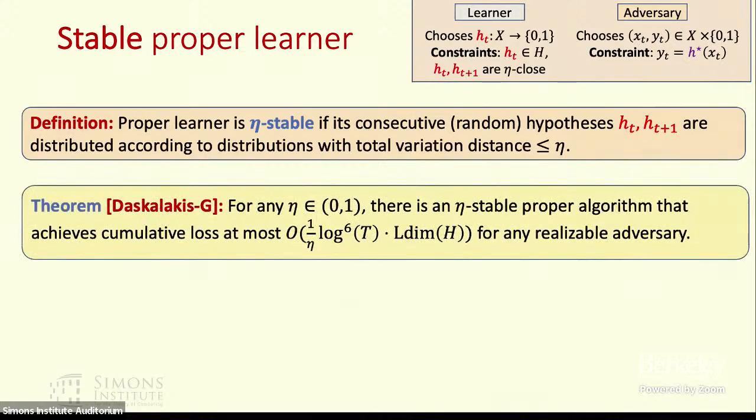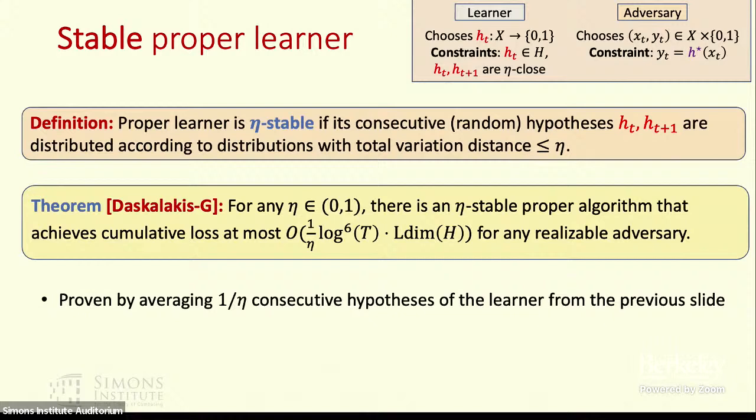And we can actually show an extension of our result on the previous slide to get an eta-stable proper learning algorithm. In particular, for any eta, there's such an algorithm that gets a mistake bound at most 1/eta times the loss bound from the previous slide. And this holds against any realizable adversary.